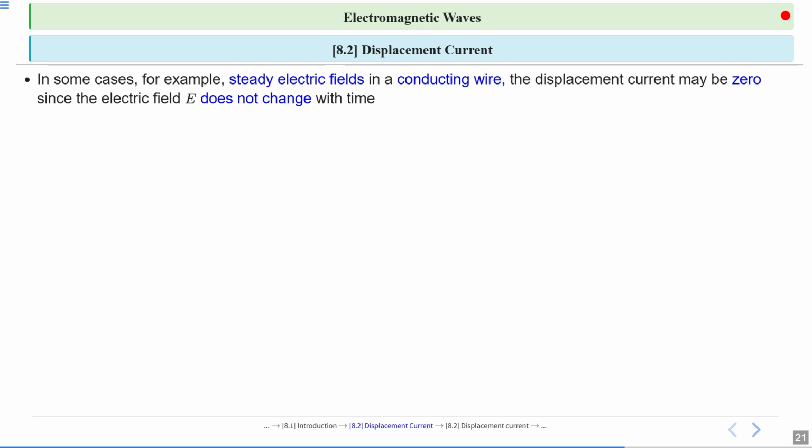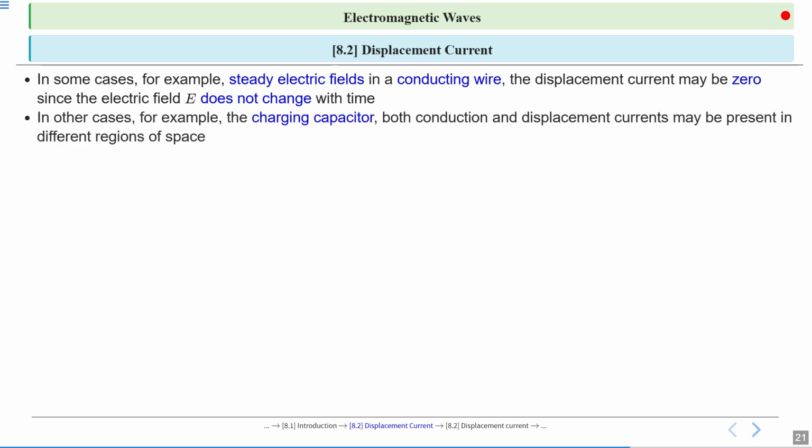So there will be no displacement current. In other cases, for example, the charging capacitor, both conduction and displacement current may be present in different regions of space. If current is changing in the circuit or across the capacitor, the charge on the plates will change, and the electric field between the plates will change, due to which a magnetic field is produced and displacement current will be there. So when the capacitor is charging and not fully charged, both conduction and displacement current may be present in different regions of space.